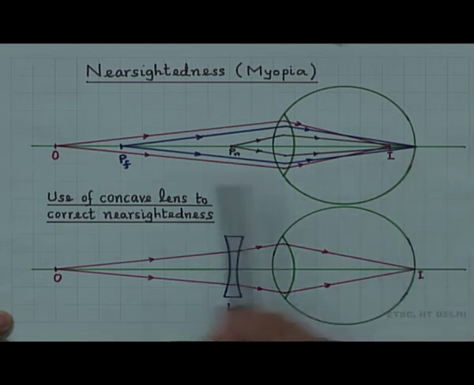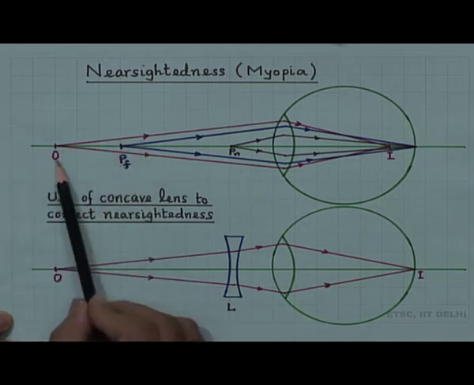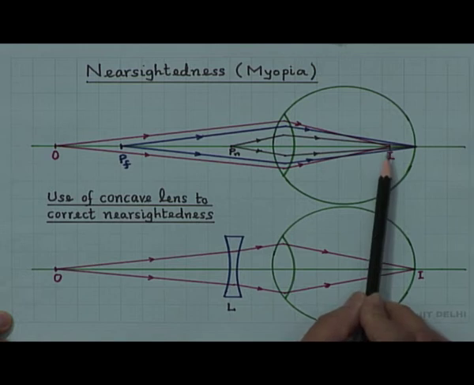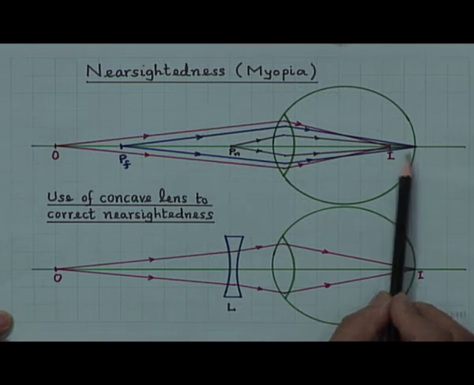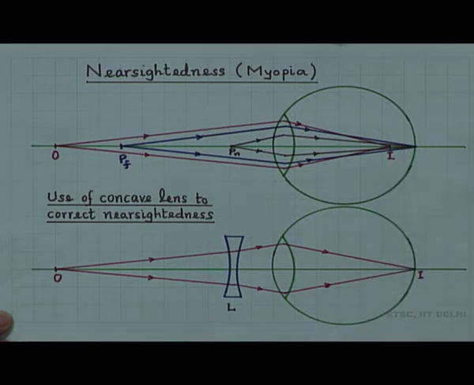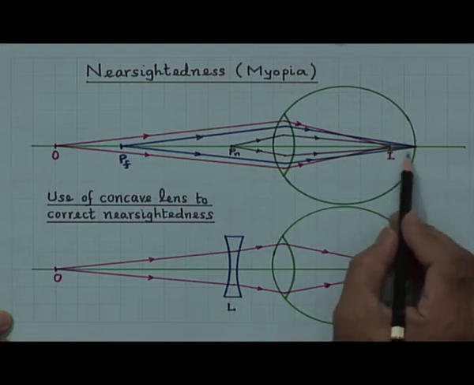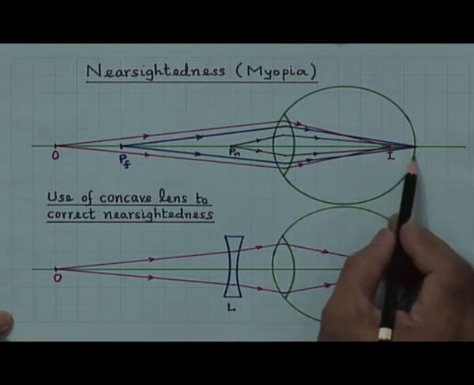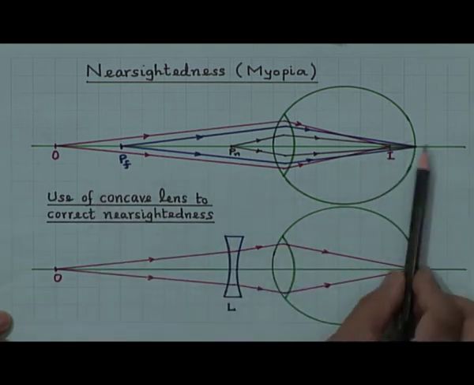However, objects which are farther than this, which I have shown in red here, are focused at the image point here, which is not on the retina. Therefore, on the retina there will be a blurred image, because the rays will continue like this. So, it is not focused on the retina, and therefore the image will be blurred.